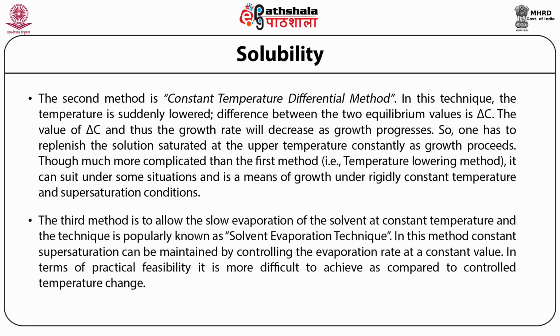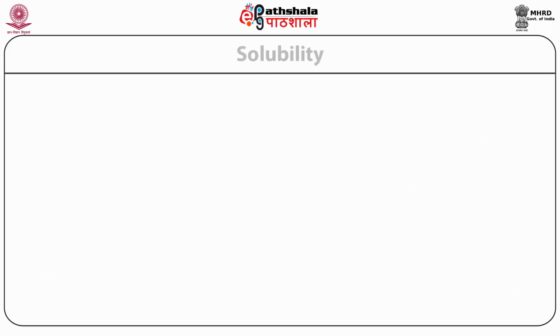The third method is to allow the slow evaporation of the solvent at constant temperature, and the technique is popularly known as the solvent evaporation technique. In this method, constant supersaturation can be maintained by controlling the evaporation rate at a constant value. In terms of practical feasibility, it is more difficult to achieve as compared to controlled temperature change.